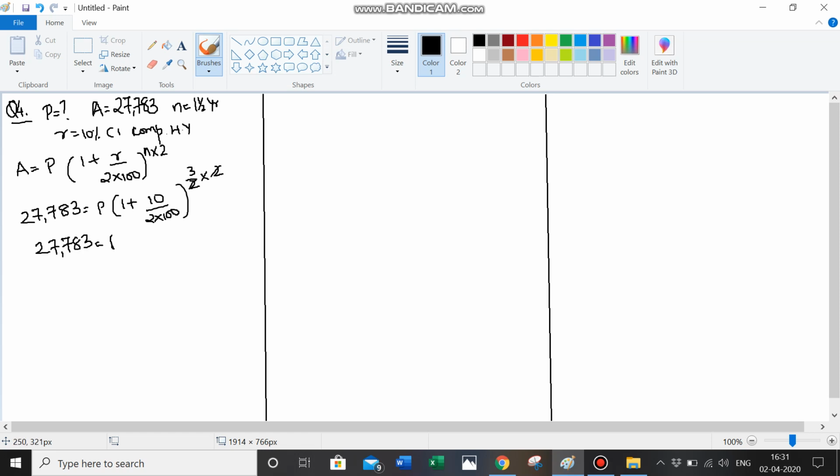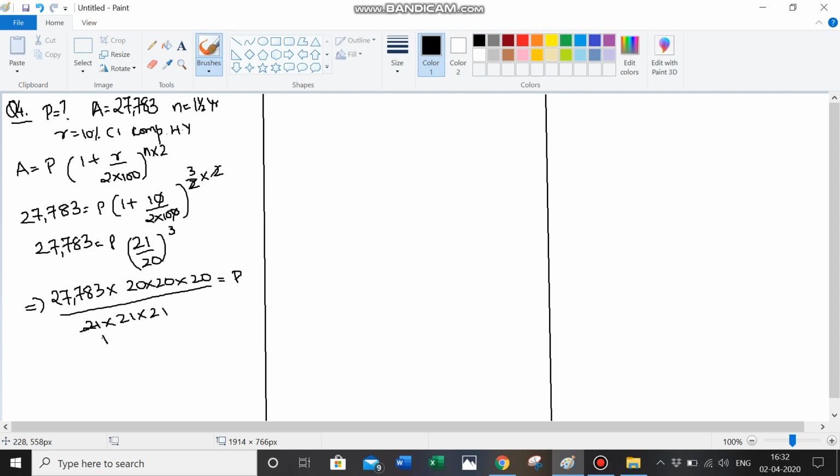So then this gives me 27,783 is equal to P times 21 upon 20 cube. Doing cross multiplication, 27,783 into 20 upon 21 into 21 into 21 will give me P.